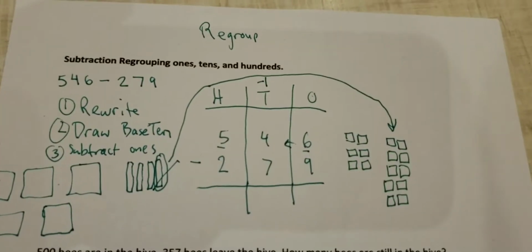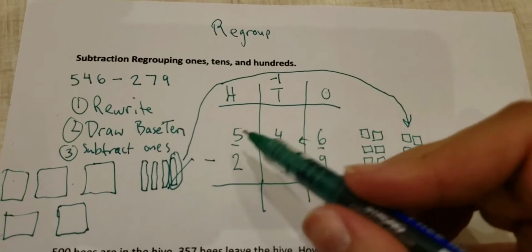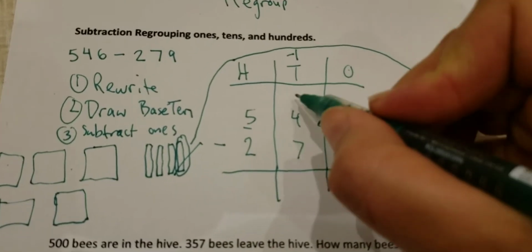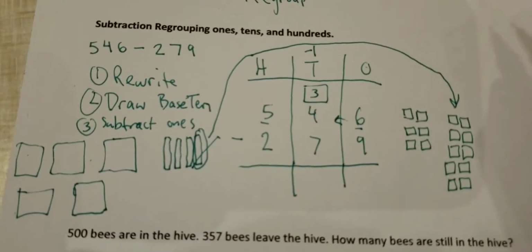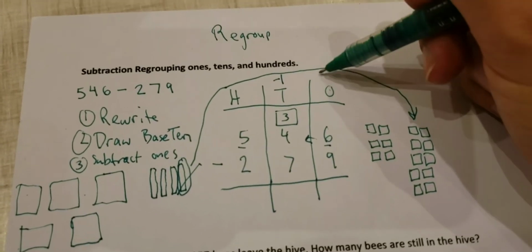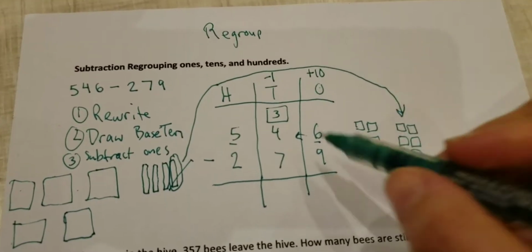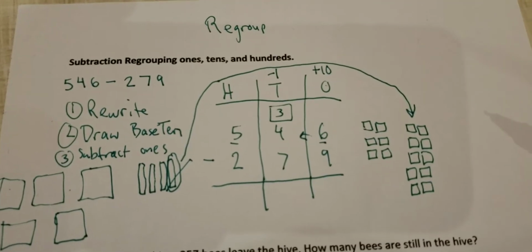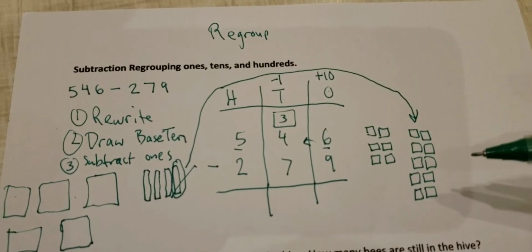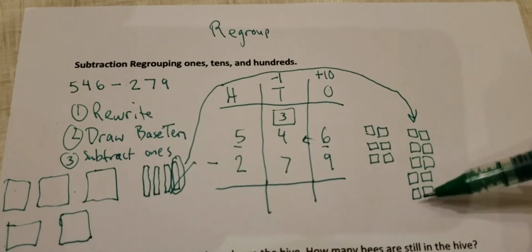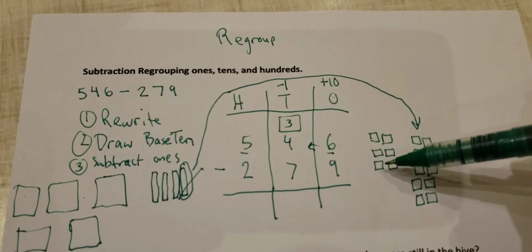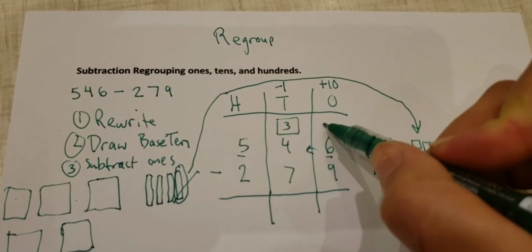minus 1. 4 minus 1 leaves us with 3. 1, 2, 3. Okay, now we added 10 to the next place value that needed it. So we take away 1 from the tens place value and add 10 to the ones place value. We put the 10 on our head, we have 10. I'm going to count on 11, 12, 13, 14, 15, 16. Yep, 16.